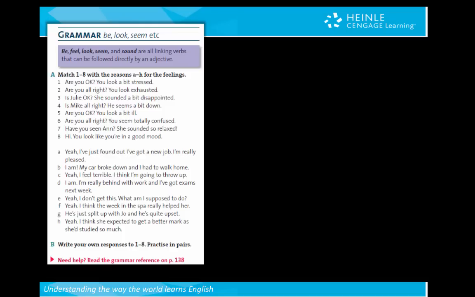Here we're looking at these copular verbs, linking verbs, be, feel, look, seem, sound. Okay, they can all be followed by adjectives. In essence, the actual example at the front of the book, it's kind of lexical grammar. It's looking at 8 questions, 8 comments, and 8 responses. So it's things like, are you okay? You look a bit stressed.